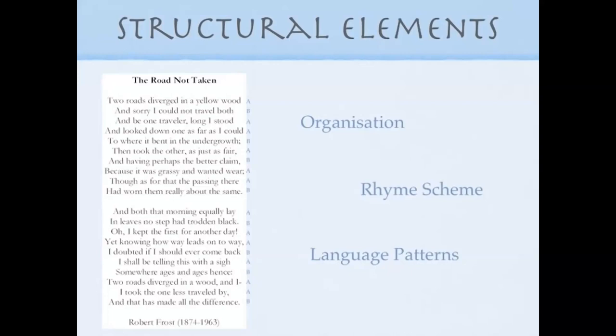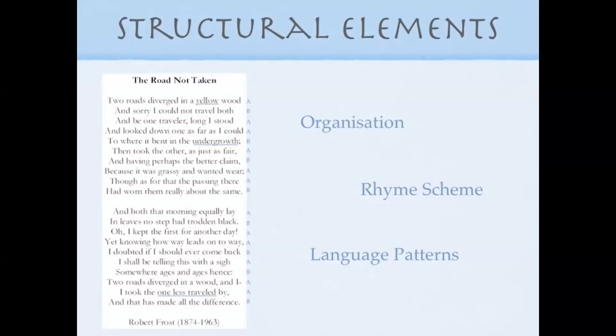Other important language features that we see in here are things like nature imagery. Throughout this entire poem, reference towards nature is being made. It's a yellow wood, such as the aging of someone's life.